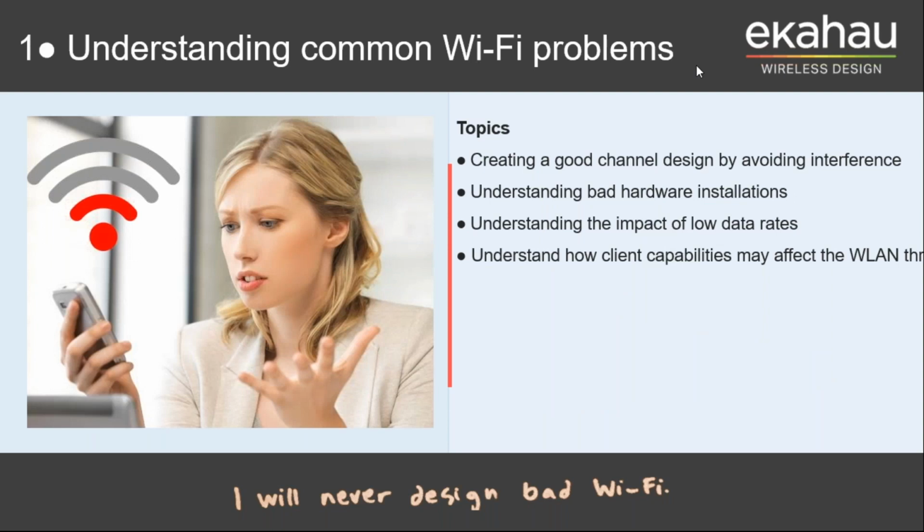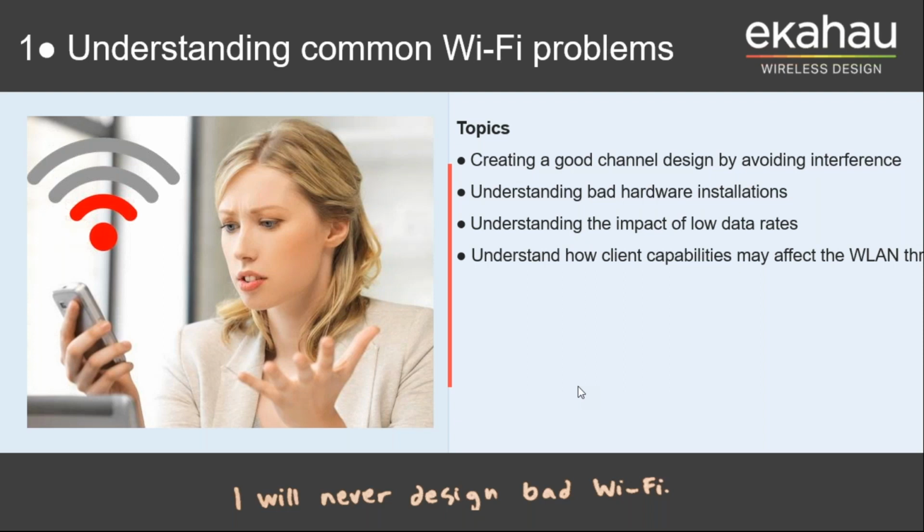Understanding common Wi-Fi problems, first topic. These are the main things that we will be reviewing throughout this topic. I gathered the most common problems that people tend to face in the Wi-Fi industry when designing for office environments, like creating a good channel design, understanding bad hardware installations, understanding the impact of low data rates in the corporate environment, and also understanding client capabilities and how they affect the overall throughput of the network.